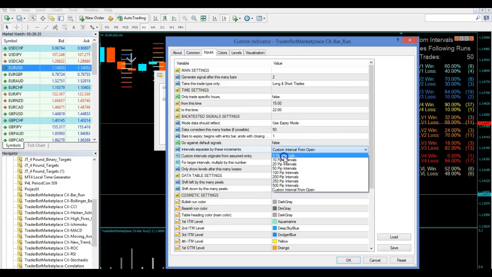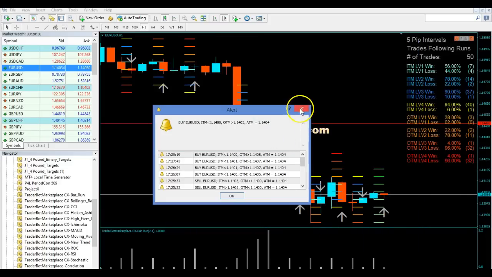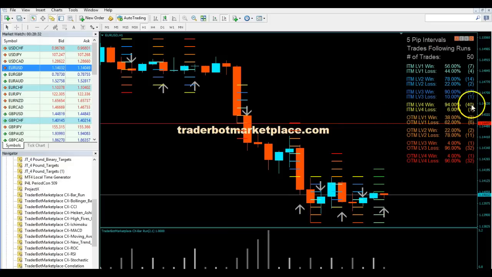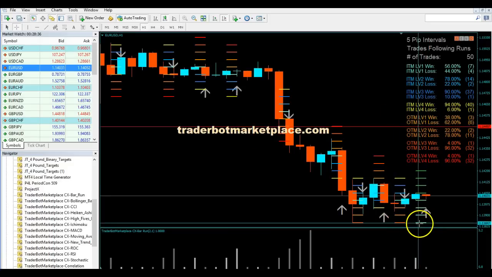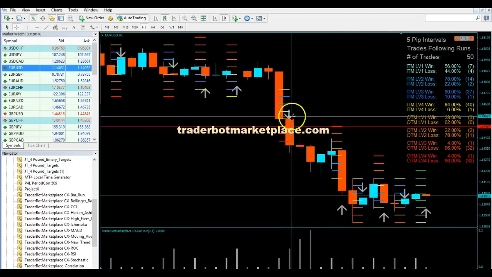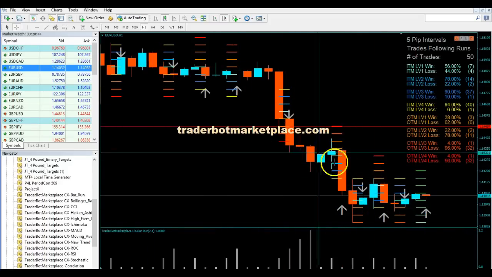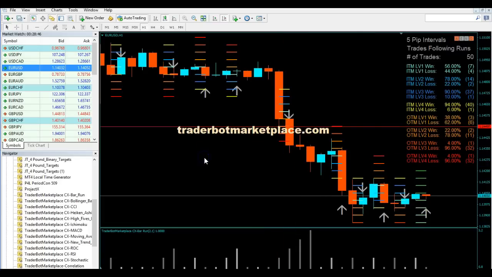Let's go with just a normal 5 pip interval. With 5 pips, there is a 94% probability that it's not going to close above here for an in the money trade. Now, it won this one, won this one. You know, it's in a downtrend. Don't try to buy it in a downtrend. I mean, of course. But these are TraderBot Marketplace tools. They can help you with all kinds of probabilities.